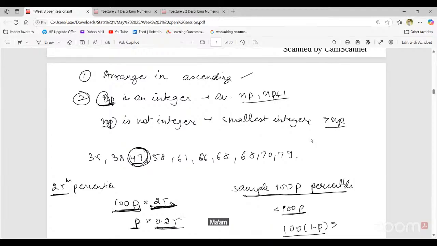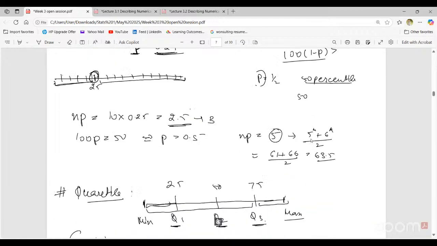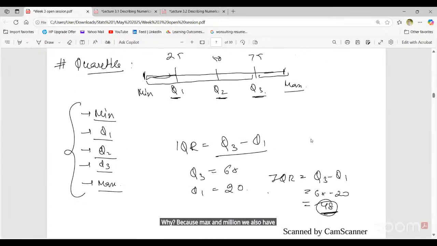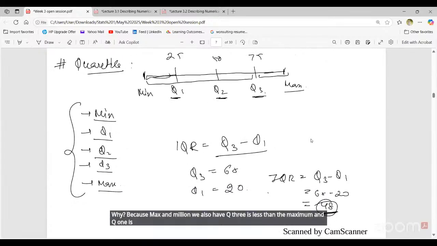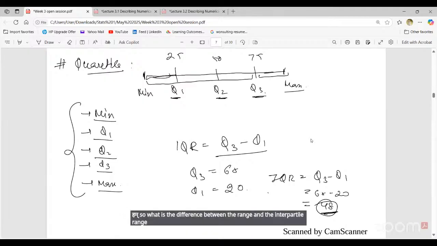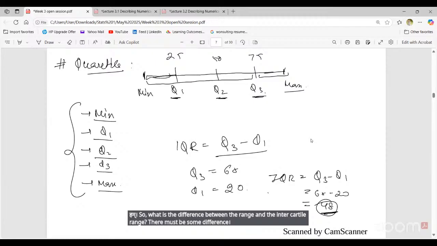So for finding the IQR, will it be Q3 minus Q1 or maximum minus minimum? Q3 minus Q1. Ma'am, why? Because Q3 is less than the maximum and Q1 is greater than the minimum. What is the difference between the range and the interquartile range? There must be some difference. If range is asked, then maximum minus minimum, and if interquartile range is asked, then Q3 minus Q1.